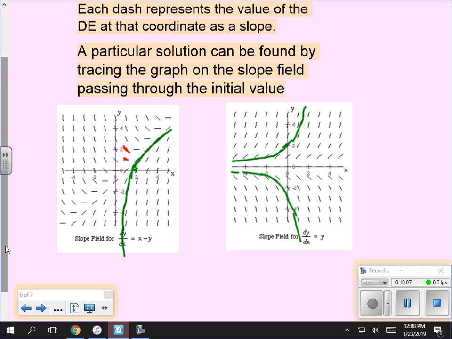Are there any like things like that where instead of it showing a line, it gives you the actual value of the slope? No, these are all just little dashes. That's how a slope field works.